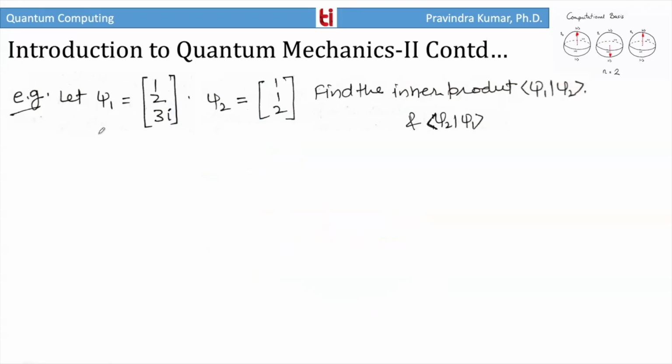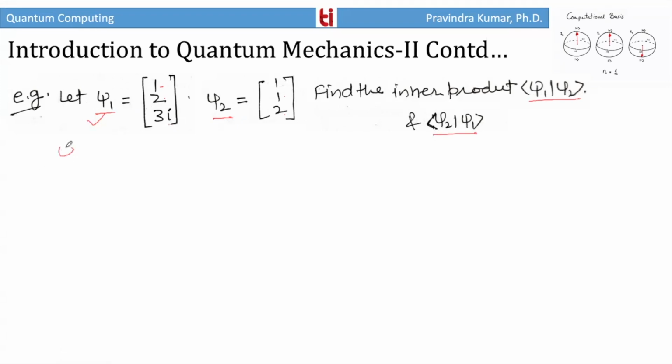Let us take another example, psi 1, psi 2. The quantum state psi 1 is represented in column vector with elements 1, 2, 3i, and quantum system psi 2 is represented in column vector with elements 1, 1, 2. And here we have to find the inner product of psi 1, psi 2 and psi 2, psi 1.